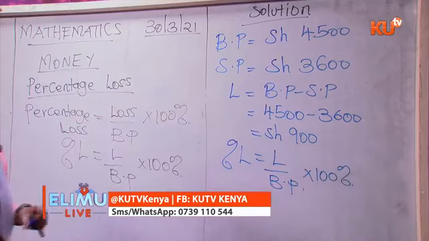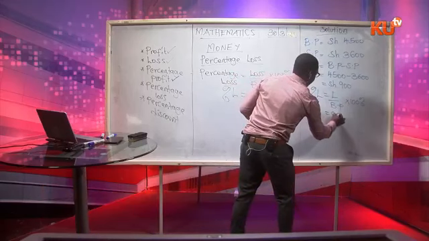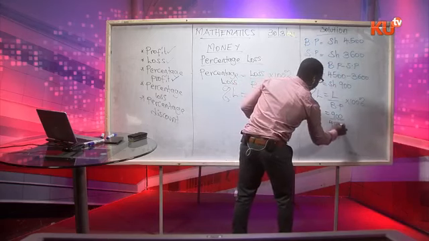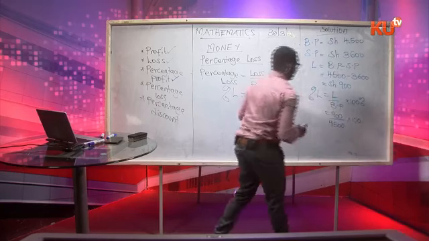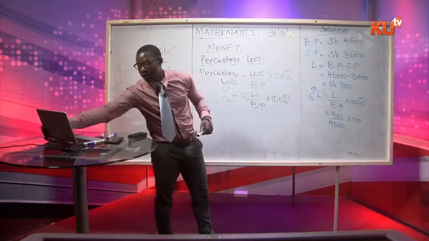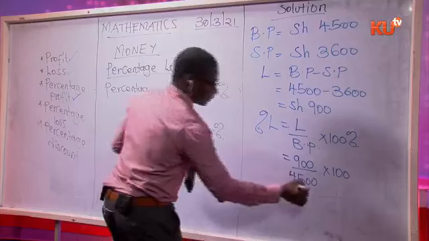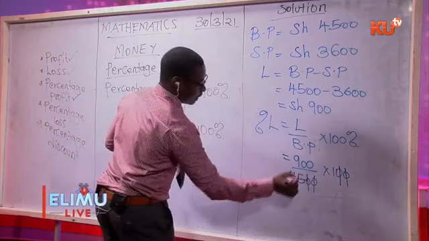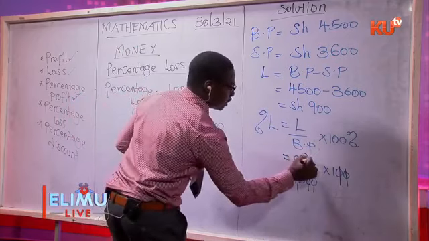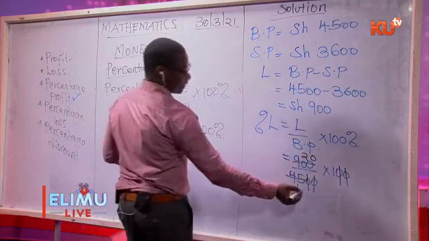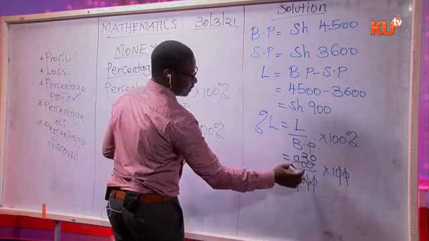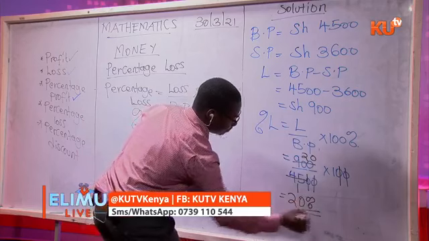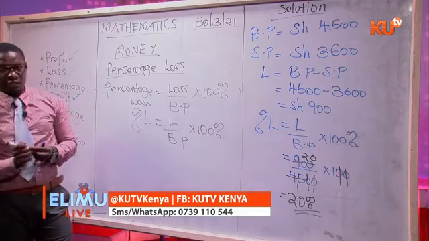So our loss is 900 shillings. Our buying price is right here, 4,500, times 100%. When you work it out, you cancel the zeros. Then 45 into 90 is 2, then you add the zero that was there. So you find your answer as 20%. So our percentage loss is 20%.